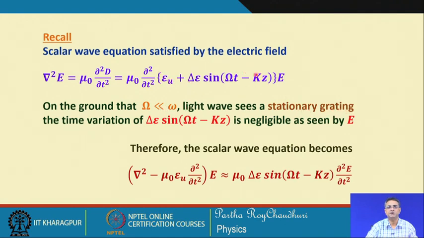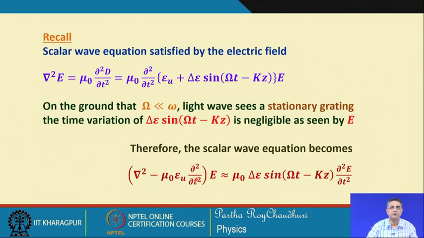Therefore, even though this is within del square del t square, still this t variation will be treated as almost a constant. So, the time variation of this quantity, delta E sin of omega t minus k z, is negligible as seen by the electric field, because the electric field time variation is at a much higher frequency. Therefore, that helps in simplifying the wave equation. So, if we take this time variation outside, then we can write mu naught delta E sin of omega t minus k z and then del 2 E del t square.